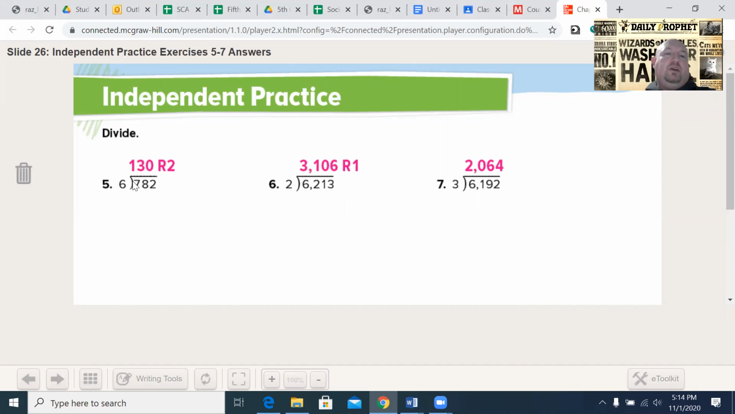First one, 130, remainder 2. 6 into 7 once. You ended up with 18, 3 times. 6 didn't go into 2, so you had a 0. 2 went into 6 3 times. 2 went into 2 once. 2 did not go into 1, so you had a 0. 3 went into 6 twice. 3 did not go into 1, so you had a 0 there.